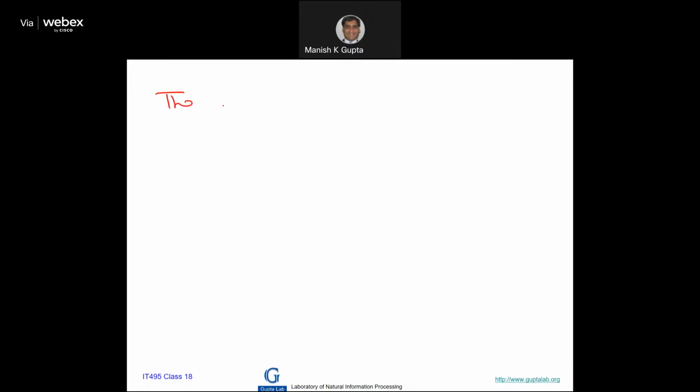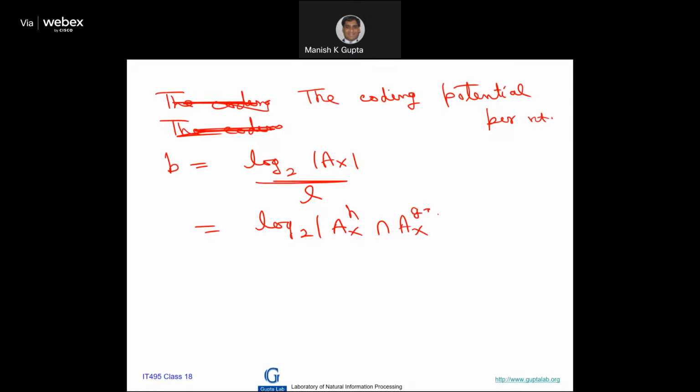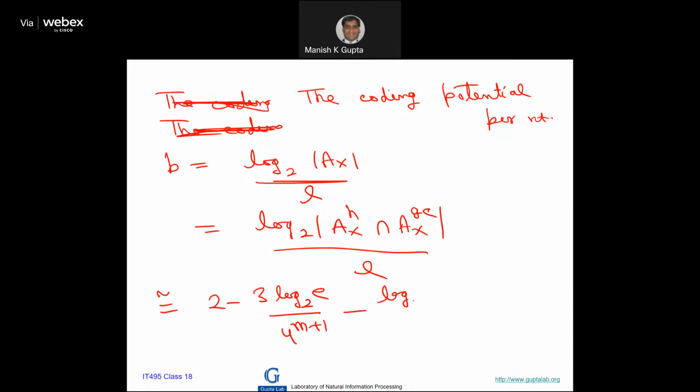So coding potential per nucleotide is B equal to log 2 base AX divided by L, which is nothing but log 2 base AXH intersection AX GC divided by L. This is nothing but, from our previous expressions, log 2 base E divided by 4 is for M plus 1 minus log 2 base 2 times 5 2 square root of L TGC minus 1 divided by L. So this is an approximated formula for the coding potential.